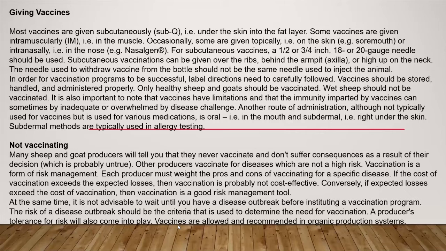Some producers will vaccinate for everything because they don't want any potential for anything to affect their herd. Okay, that's your prerogative. Vaccination is a form of risk management. So you as a producer need to weigh the pros and cons of vaccinating for a specific disease. The best way to do this is to develop a good relationship with your veterinarian and have a real discussion with them about what types of diseases are in your area and the economic impacts those diseases can have on your flock. You'll find that most vaccinations are not that expensive.